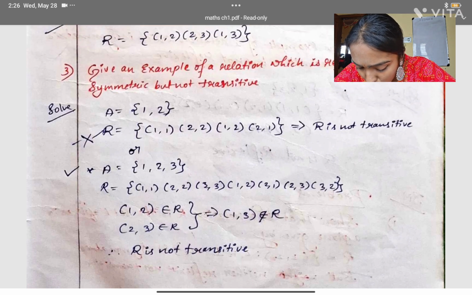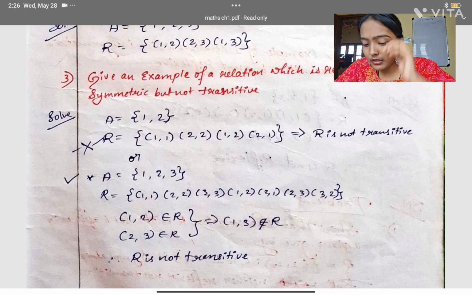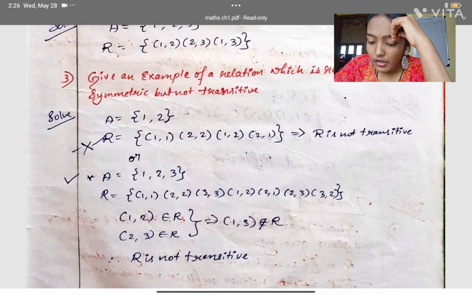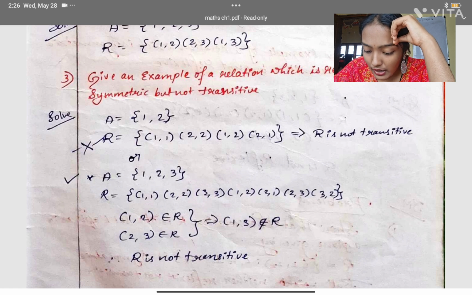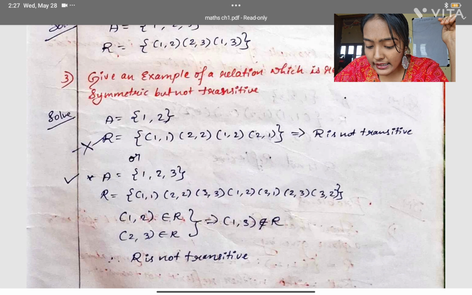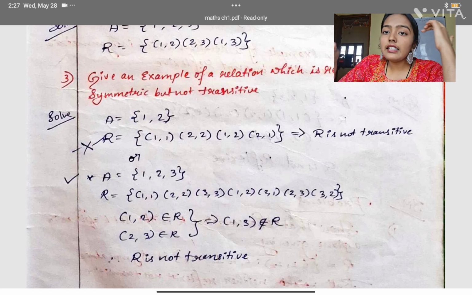(1,2) belongs to R, (2,3) belongs to R. See, (1,3) should not belong to R. Why does it not belong to R? Oh yeah, we are talking about transitive. Transitive should not be there. (1,3) means (A,C). If it is there in the relation, then they should be what?